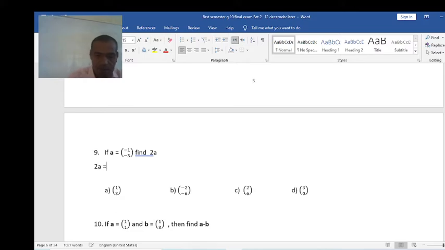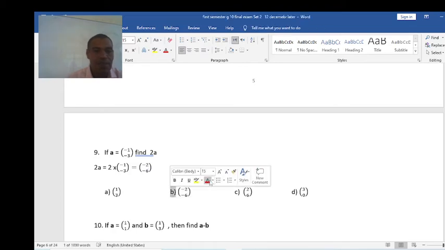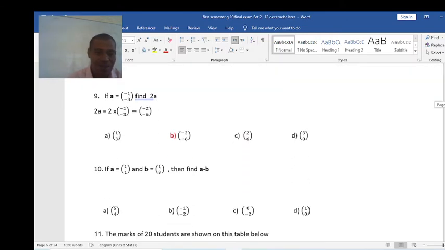2A means 2 times, between parentheses, the column vector. I'll just write the same column vector. It will be, look here, 2 multiplied by minus 1 is minus 2. Then 2 multiplied by minus 3 is minus 6. Clear? Just multiplication, to multiply a vector by a scalar. Okay? So the correct answer is that, minus 2, minus 6. In the exam, of course, we'll have different numbers, but the same way to solve these kinds of questions.